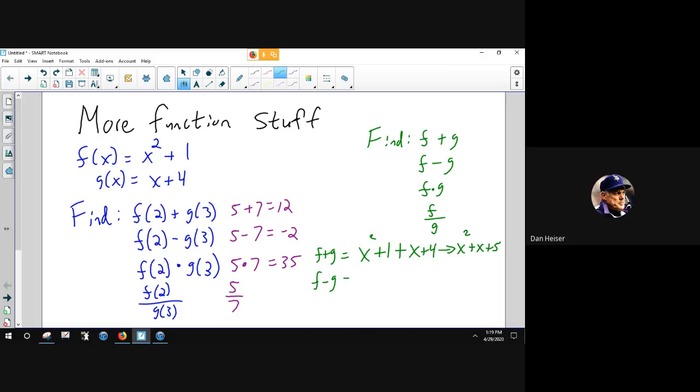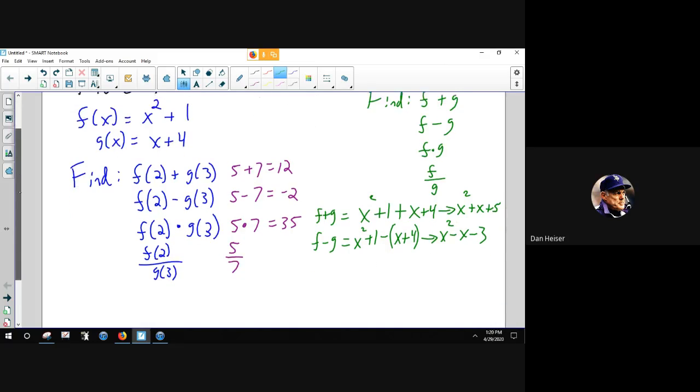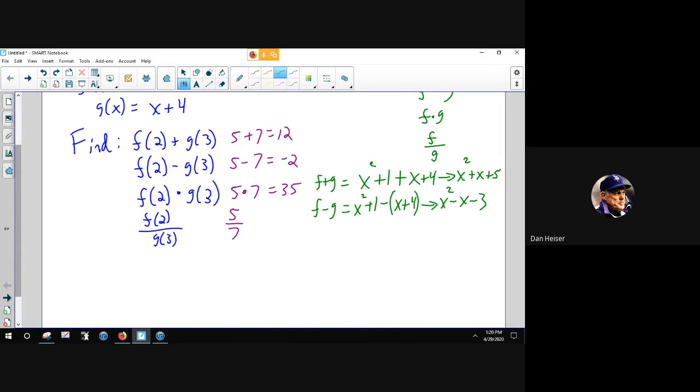Looking at f minus g. Again, we will write the functions side by side, being very careful to subtract correctly. And when all is said and done here, we end up with x squared minus x minus 3. So here's our difference of the two functions. Again, it's not a composition. Not a composition.